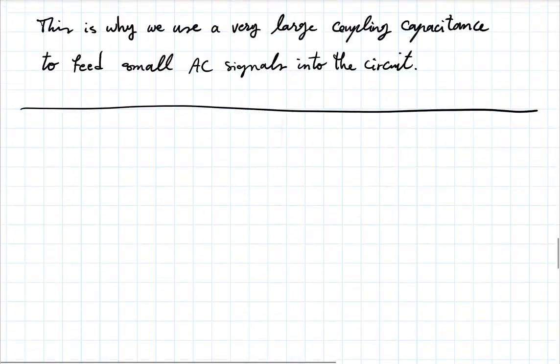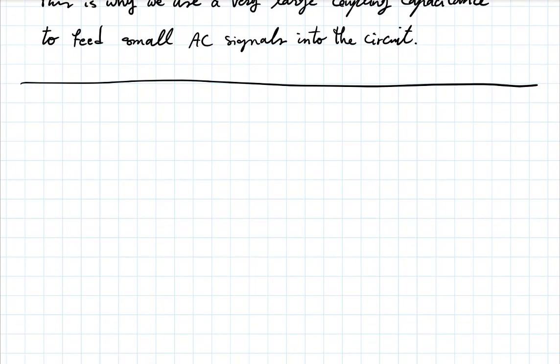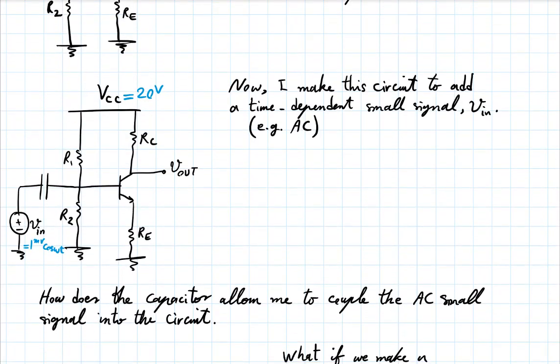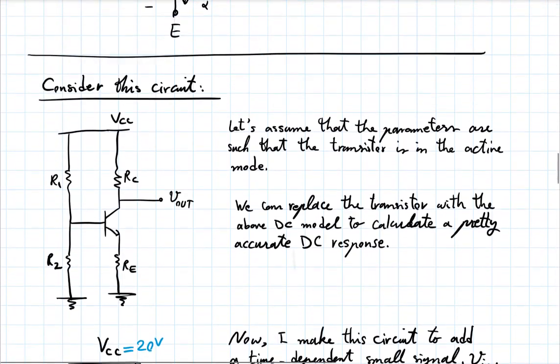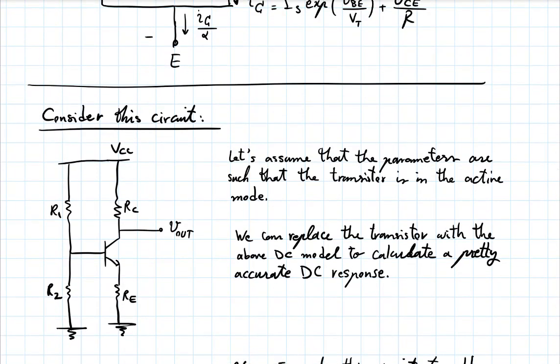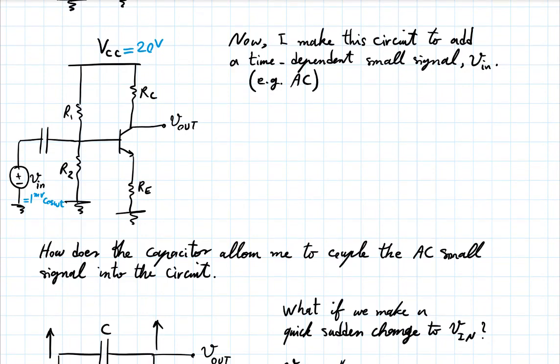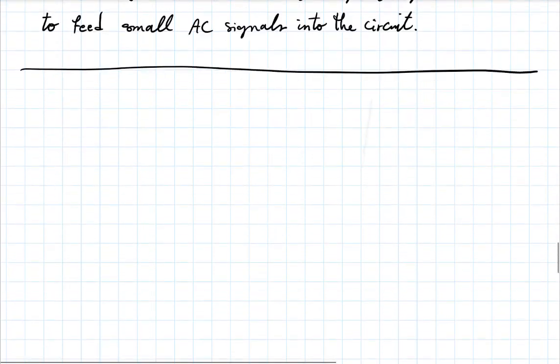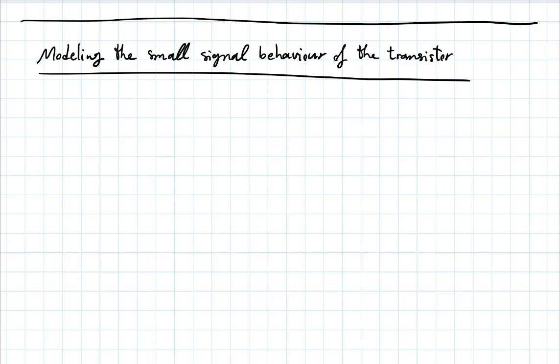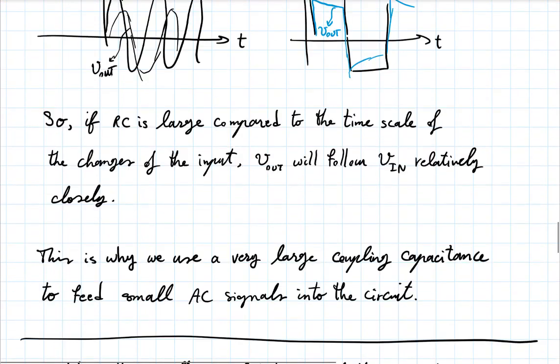What it really means in reality is that you, again, go back to here. You first solve the circuit in DC, find the operation point, the bias point, and then you add a small signal Vin on top of that. And this is how you do it in practice. Now I want to talk about modeling the transistor for only that small signal behavior. On the same circuit.